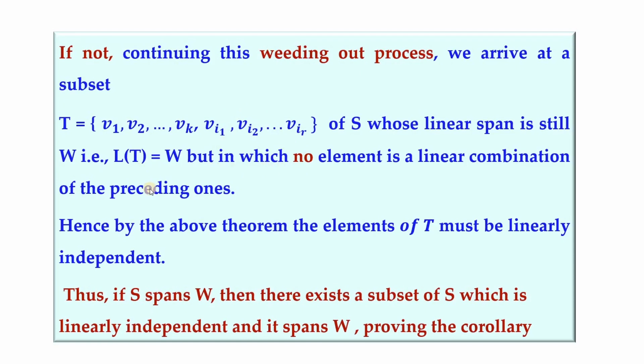So the theorem we had before this corollary was this: given a set of vectors, either they are linearly independent or some vector is a linear combination of its preceding vectors. So if you are not able to write any of the vectors as a linear combination of its preceding vectors, then there is no other go. You have to have that collection be linearly independent. So your T must be linearly independent. Thus, if S spans W, then we can find a subset of S which is linearly independent and it spans W. So that proves the corollary.